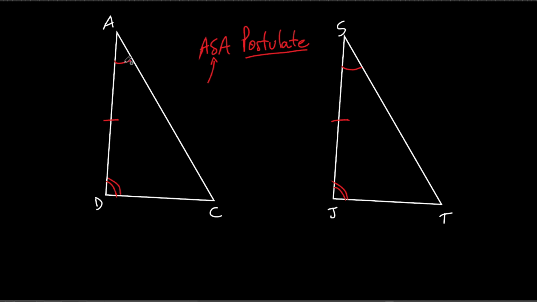Now, you can't just have two angles and any old side, okay? You can only have two angles and the included side for this postulate to be true. All right, that's enough to show that these triangles are congruent. So now I could say, with that information, let's call this triangle, what do we call this? ADC. Okay, and we could say now that this triangle is congruent to this triangle. What would I call this triangle? SJT. SJT. They are congruent.